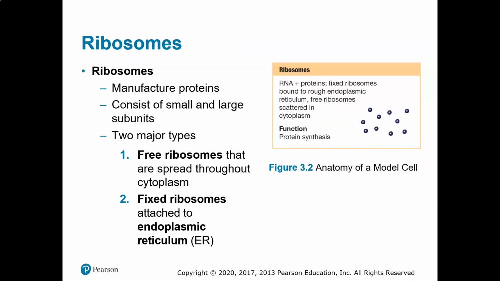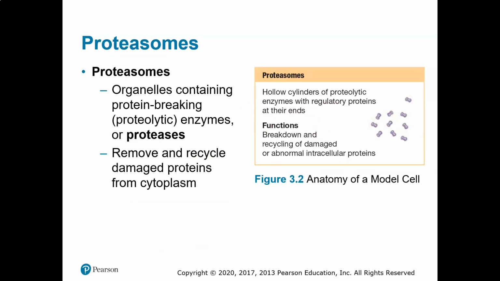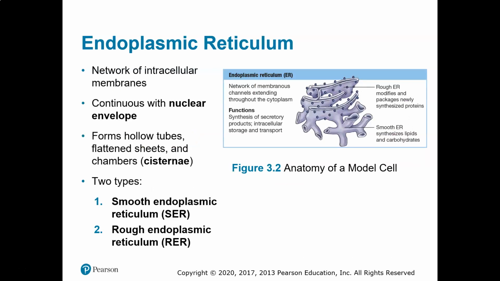Ribosomes are organelles, but they are not membrane-bound organelles. So every type of cell has ribosomes. Ribosomes can be free in the cell, or they can be attached or fixed to the rough endoplasmic reticulum. We call that the rough ER. And their function is to make proteins. They function in protein synthesis. Proteasomes are organelles that break down proteins. So they contain enzymes called proteases. They are just vesicles that contain these proteases, and their function is to break down proteins.